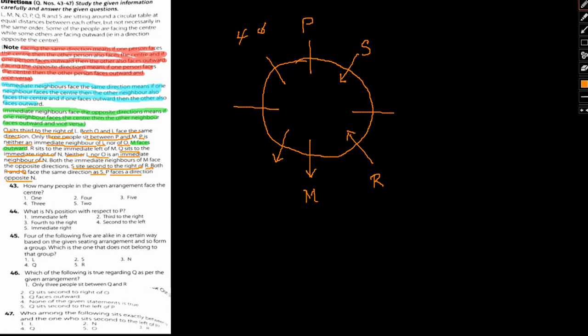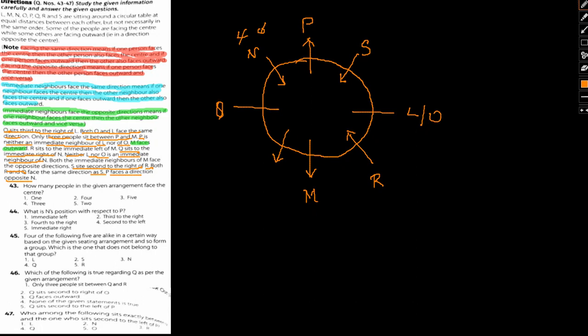So L and O cannot be here. One of them has to be here. They are not immediate neighbors of N. So I can do one thing: I can actually place N here. So this one, and immediate right. If N faces outside, then let me say L faces inside. So P will face outside because they are opposite directions. So this will be Q. Okay, so L and O: one is L, one is O.